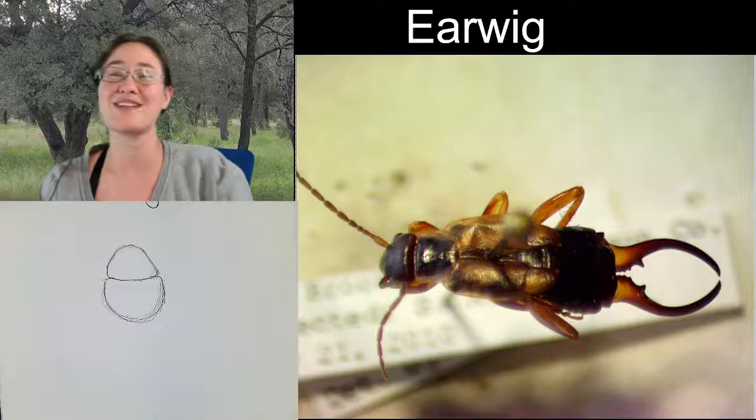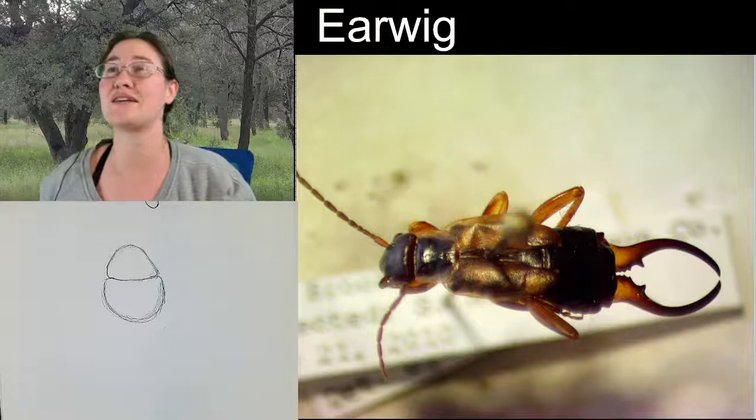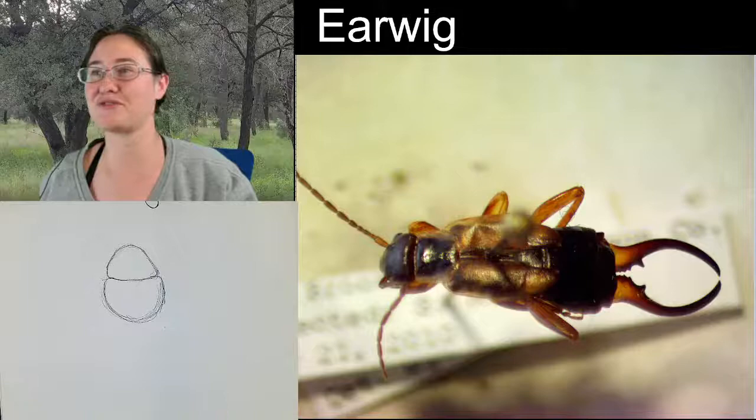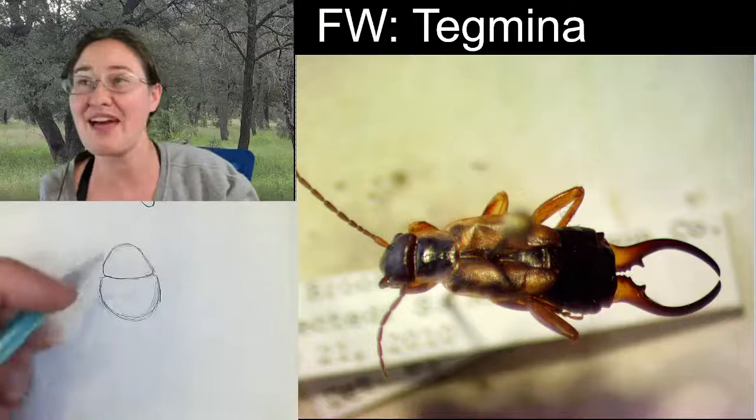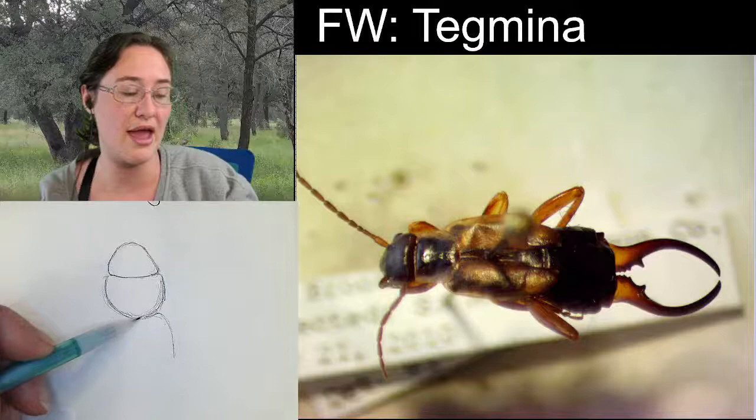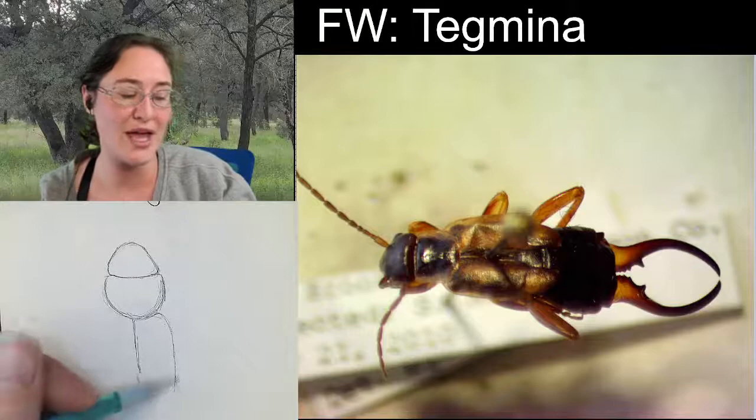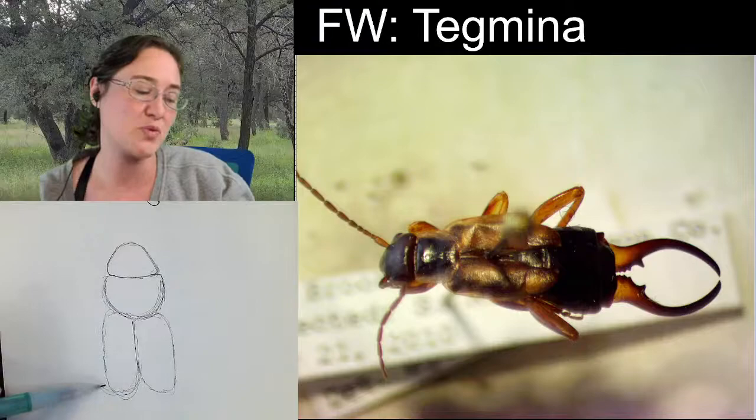Their wings are not elytra because they're not beetles. They're actually considered tegmina. I'll go ahead and spell that out for you. FW stands for front wing or forewing, and we call them tegmina. That means that they are leathery, kind of like a grasshopper front wing or a praying mantis front wing. They're very similar, and that wing, along with the fact that they have a simple metamorphosis, is what makes them an orthopteroid.